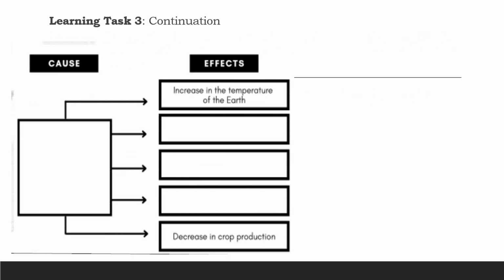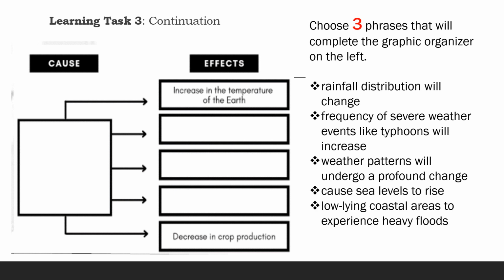Learning Task 3 Continuation. So guys, narito yung graphic organizer. You're going to draw this exactly as it is on your paper. So here, meron tayong nawawalang 3 effects of global warming. So on your LIP, wala doong ibinigay na choices. So here, I made choices for you para gumaan ng konti ang buhay ninyo.